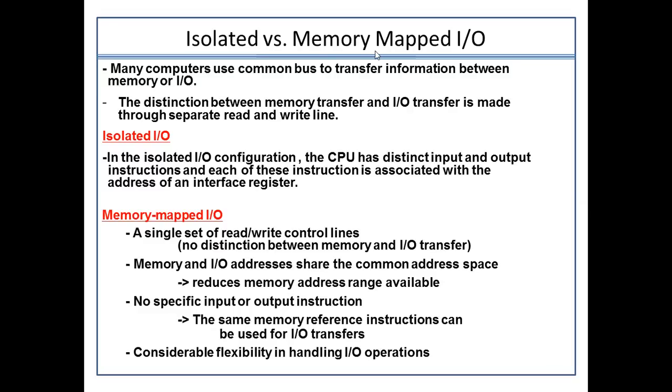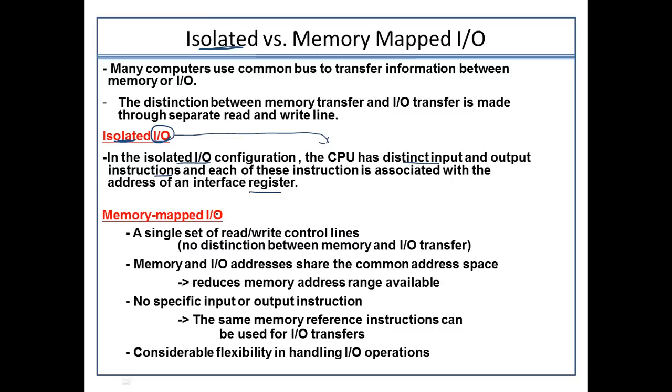So another aspect, with respect to the memory only, is isolated versus memory mapped input output. Isolated input output simply means that isolate means alone, alone input output. In the isolated input output configuration, the CPU has its distinct input output instructions, and each of these instructions is associated with the address of the input register. So we are having a separate line. For carrying the data from the peripherals to the processor, one separate line will be required, which has its own input and output instructions available.